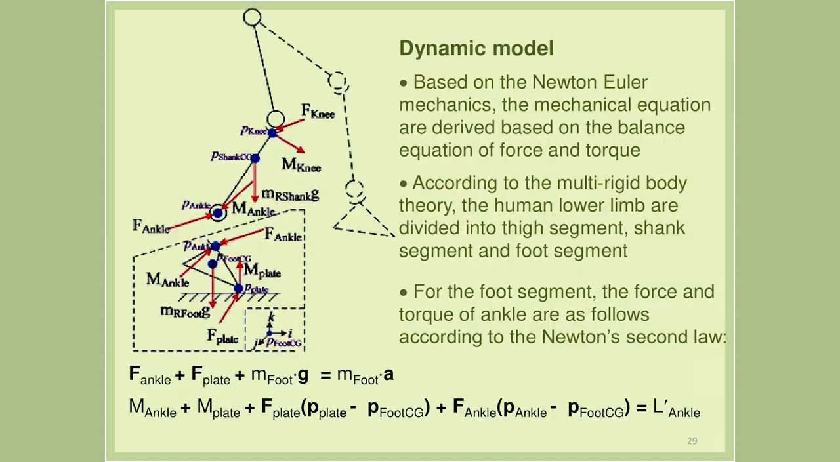Based on Newton-Euler mechanics, the mechanical equation is derived based on the balance equation of force and torque. According to the multi-rigid body theory, the human lower limb is divided into thigh segment, shank segment, and foot segment. As the example, for the foot segment, according to Newton's second law, the force and torque of ankle are as follows.